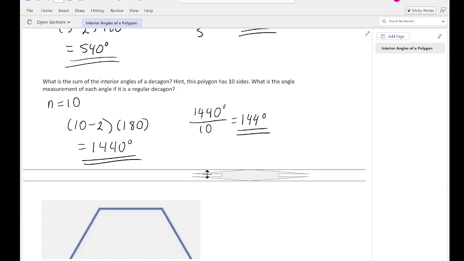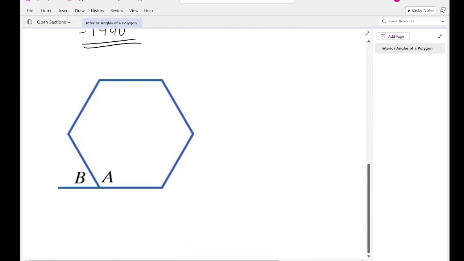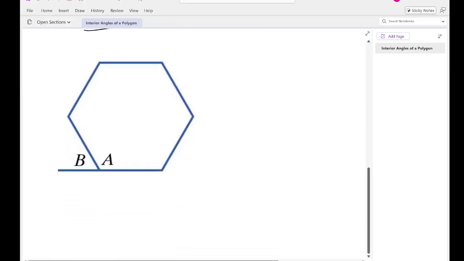So that's not too bad, but what if I'm not given any information other than just a picture, and I'm told to find A and B? Well, first off, I'm going to see that this is a 6-sided polygon. So I know it has n equals 6 sides. And if you're not familiar with the names of the polygons, it doesn't hurt, but if you have the picture, it doesn't matter what the name of the shape is, you can just count the sides. So 1, 2, 3, 4, 5, 6. And I'm going to assume that this is a regular polygon. This is regular.